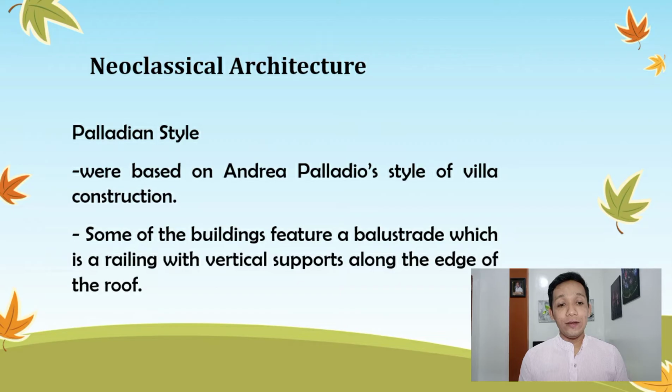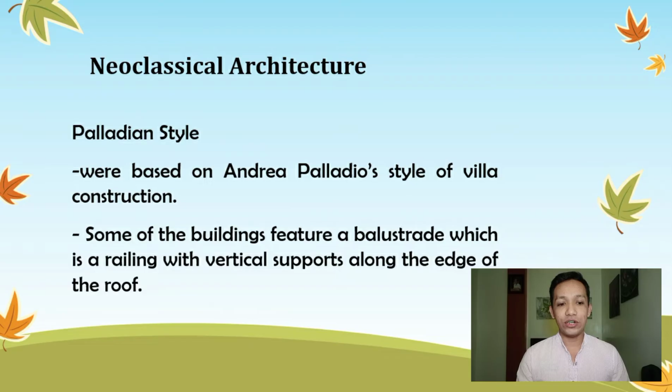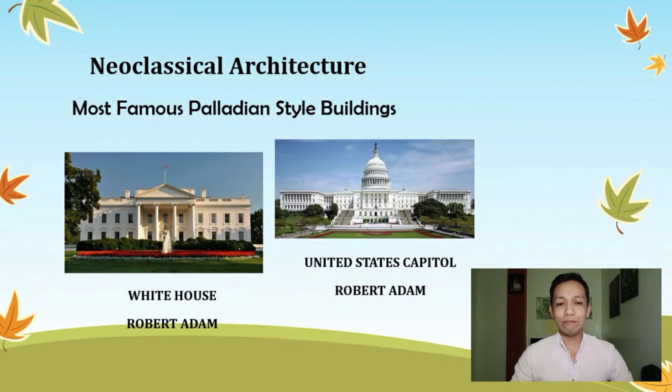The next style for neoclassical architecture is the Palladian style. These were based on Andrea Palladio's style of villa construction. Some of the buildings feature a balustrade, which is a railing with vertical supports along the edge of the roof. Examples of the most famous Palladian style buildings during the neoclassical era are the White House and the United States Capitol. Both are designed by Robert Adam.